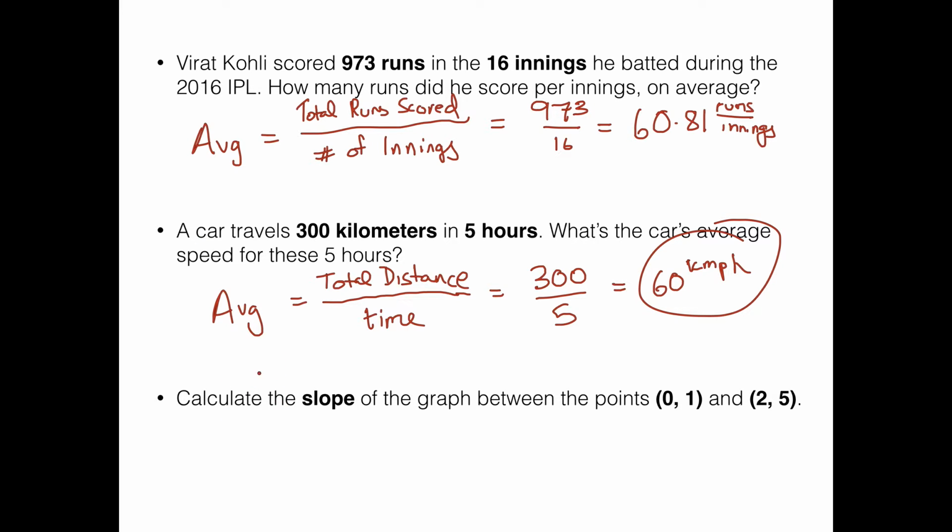Last one is calculate the slope of a graph between the points (0, 1) and (2, 5). So let's write this out. m equals y minus y1 over x minus x1, which would be 5 minus 1 over 2 minus 0, which is 4 over 2, which is just going to be 2. And there's really no units associated with that because we're not given anything in the first place.